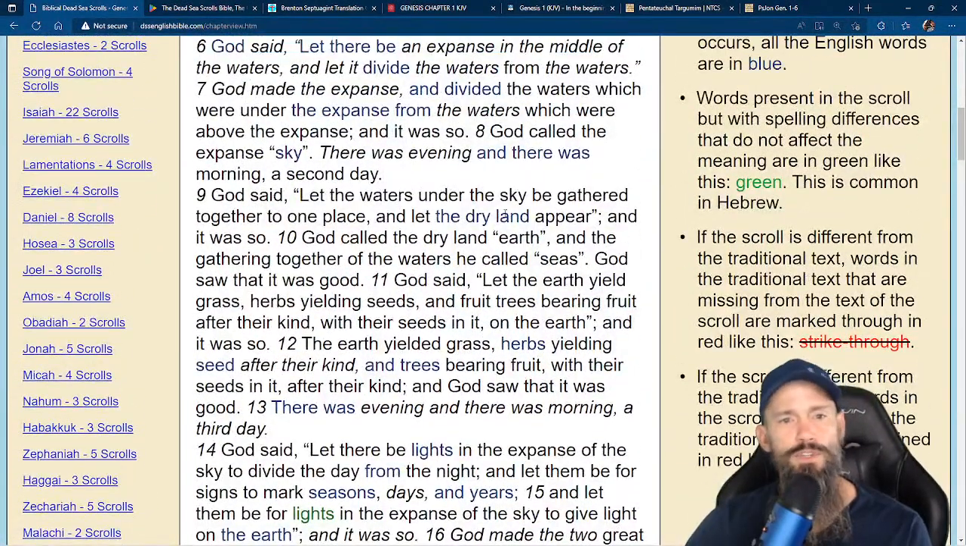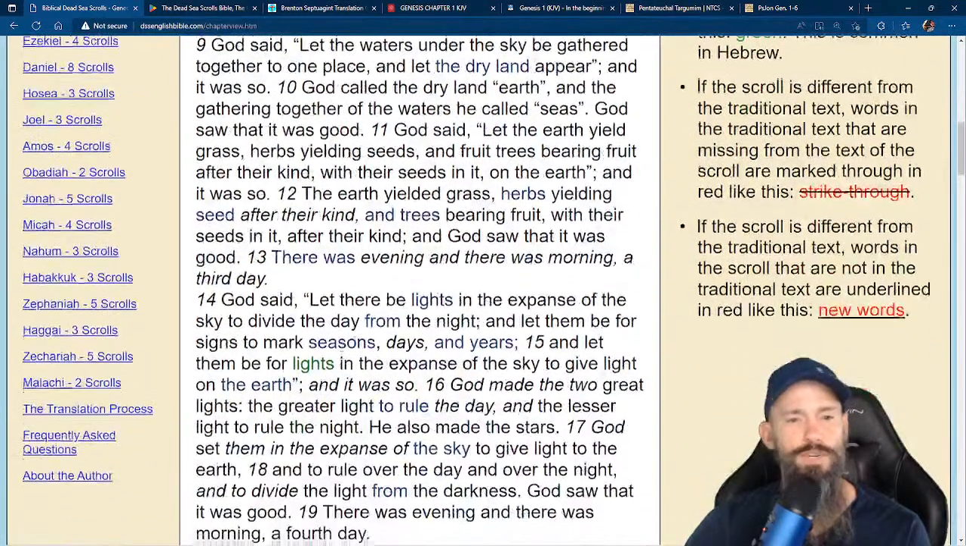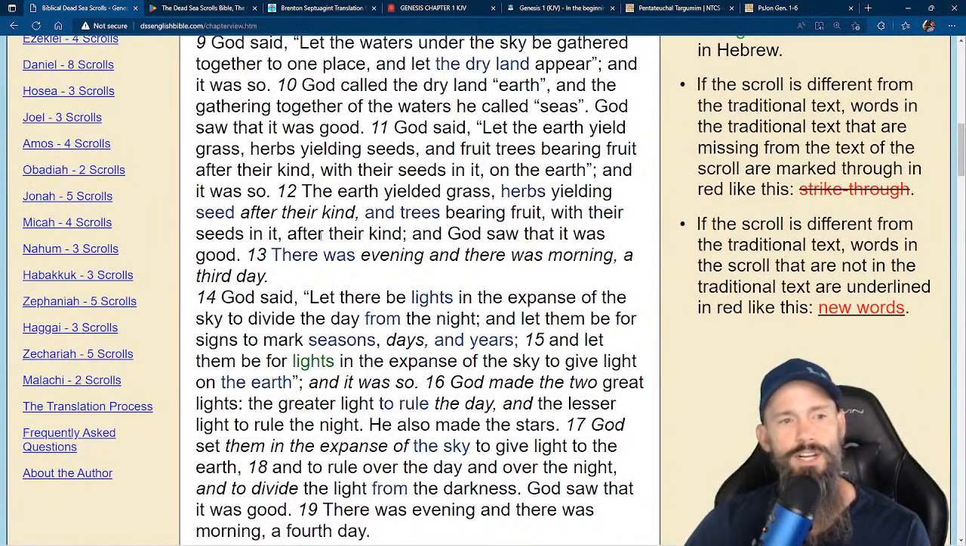Yahuwah said, let the waters under the sky be gathered together in one place, let the dry land appear, and it was so. Yahuwah called the dry land earth, and the gathering together of the waters he called seas. Yahuwah saw that it was good. Yahuwah said, let the earth yield grass, herbs yielding seeds, and fruit trees bearing fruit after their kind, with their seeds in it on the earth, and it was so. The earth yielded grass, herbs yielding seed after their kind, and trees bearing fruit with their seeds in it after their kind, and Yahuwah saw that it was good. There was evening and there was morning a third day.